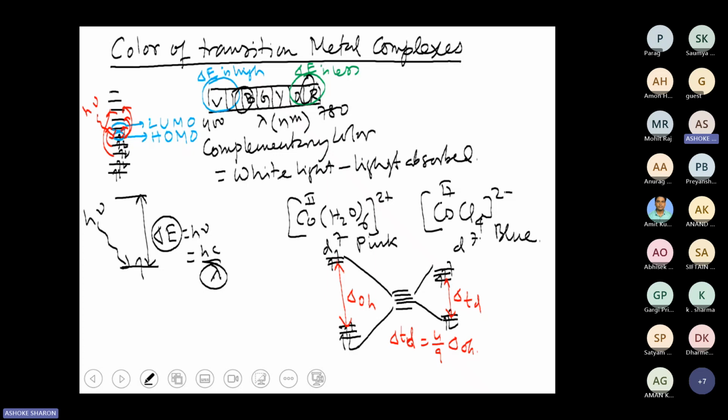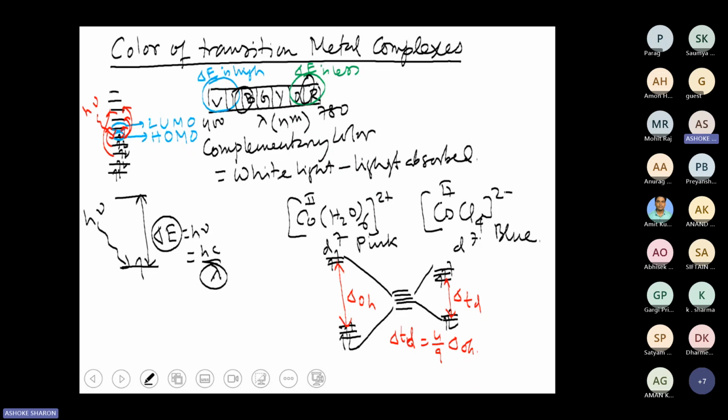Now there are several examples. You go through the note, you can see that. Okay, the green color of nickel H2O 6 turns blue when ammonia is added due to the formation of nickel ammonia 6, 2 plus. Ammonia is a stronger field ligand than water. So the magnitude of the splitting will be increased here.